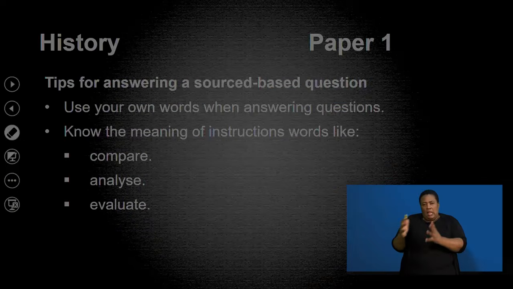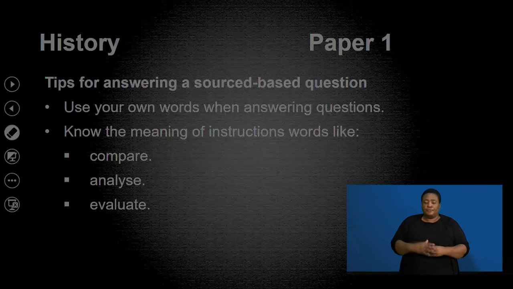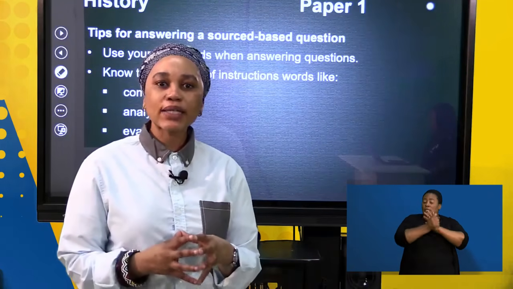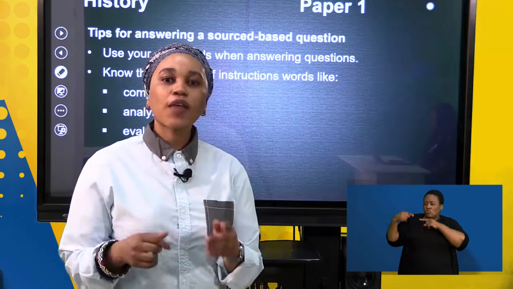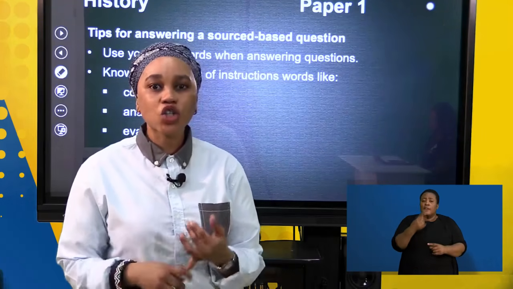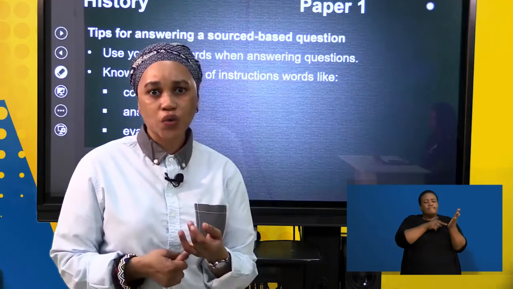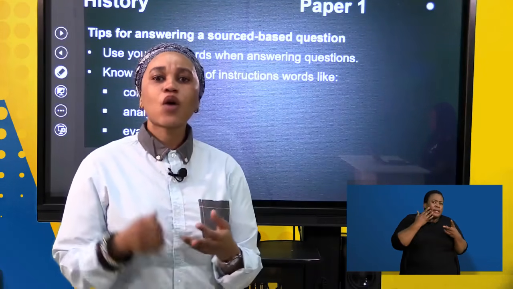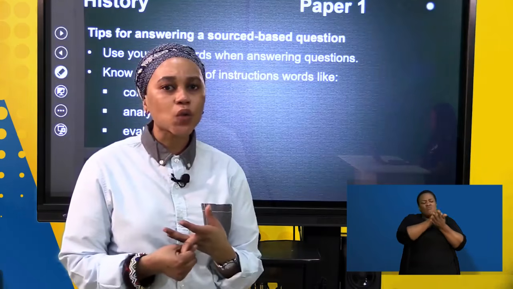Okay. And then when you're evaluating, now that is the one skill that most historians struggle with. When you're evaluating, the question will tell you that you need to look at things like the origin of the source. Who wrote the source? When was the source written? Those are very important. What was the purpose of writing the source?